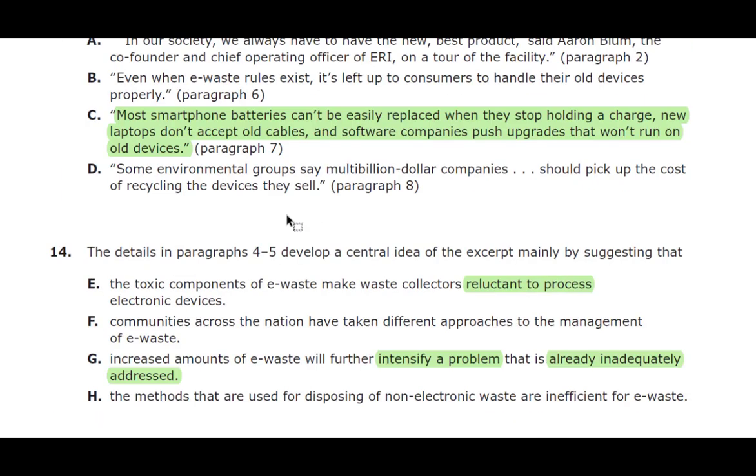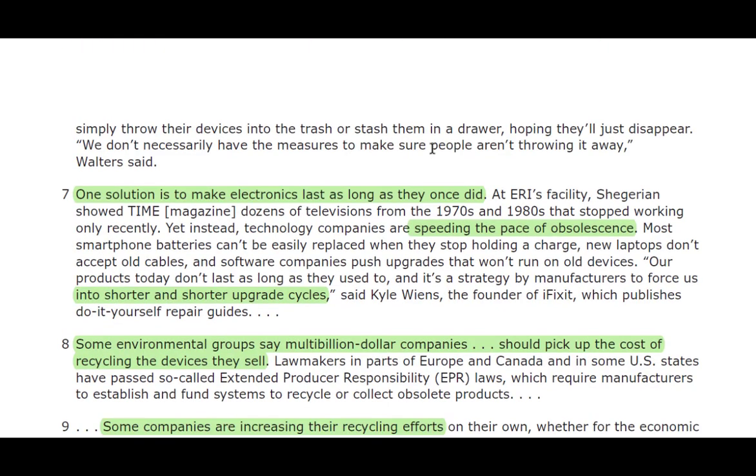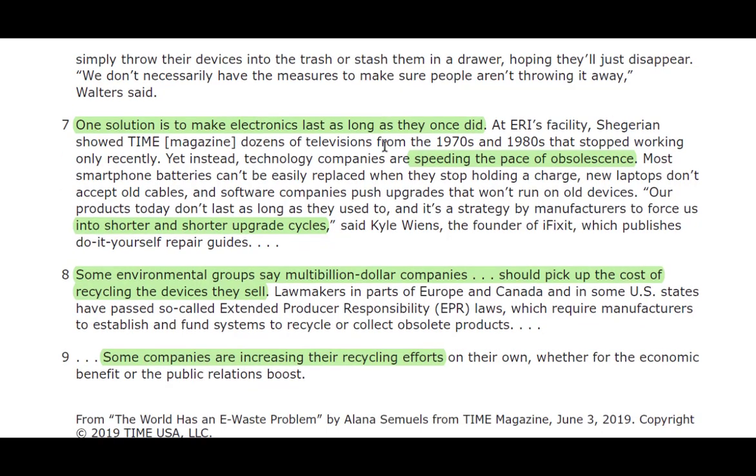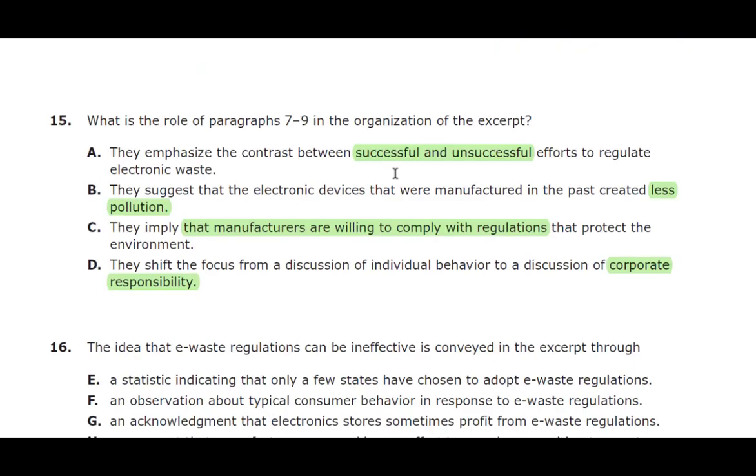So let's go back to the text. Paragraph 6 before that says, even when e-waste rules exist, it's left up to consumers to handle their old devices properly. This is individual behavior, but recycling can be a pain. Many consumers, paralyzed by the hassle, simply throw their devices into the trash. So yeah, that's all about individual responsibility. And then 7 to 9 comes to corporate responsibility. So the correct answer for 15 is D. It shifts from the focus of a discussion of individual behavior in paragraph 6 into a discussion of corporate responsibility in 7 to 9. D is correct for 15.